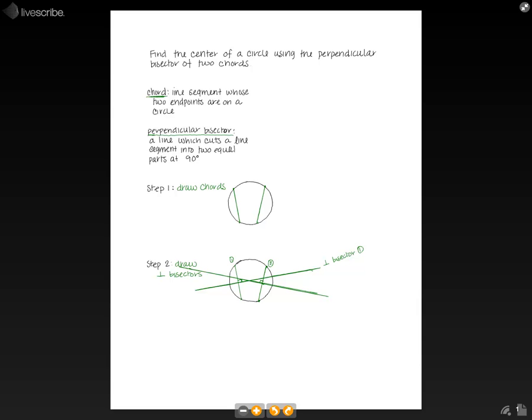Now we can see that these two perpendicular bisectors intersect at this point right here. And that is the center of our circle. So that is how you find the center of a circle using perpendicular bisectors of two chords.